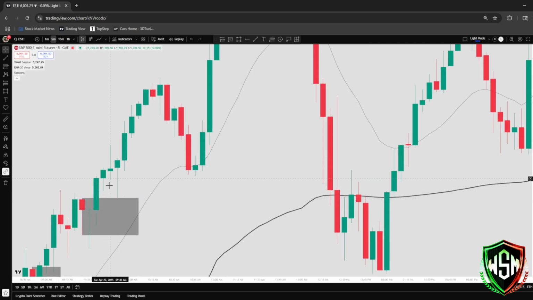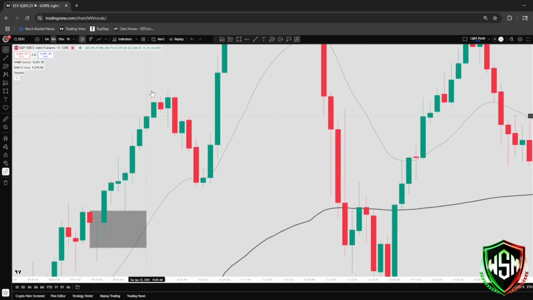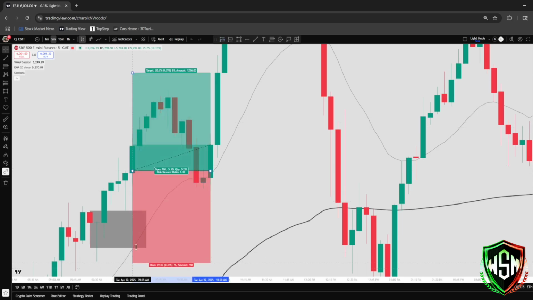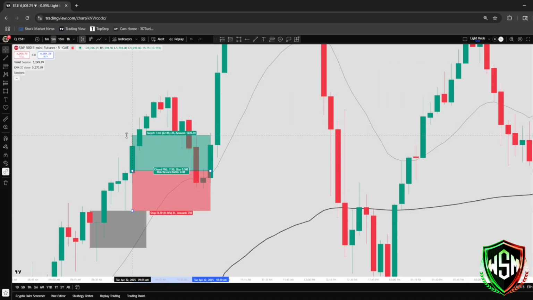Price came back into our zone, it touched it. We would have got in off the break of the candle right here. Bada bing, bada boom. We would have set our stop loss for a 1-to-1 trade. We are trending up. And how do I know it's a 1-to-1? Because my ratio told me so. So right there.